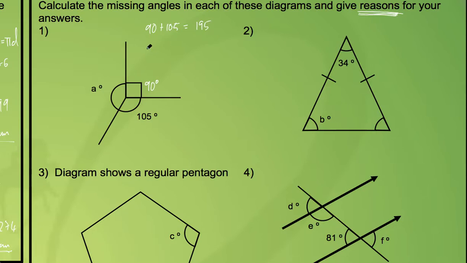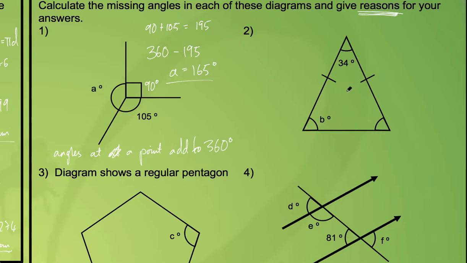I know that angles at a point add to 360 degrees. 360 minus the 195 gives me 165 degrees. So A equals 165. My reason is angles at a point add to 360 degrees. If you're asked for a reason, you need to write out the reason in full. It won't happen that many times in your exam, but when it does, you need to write out the reason properly.